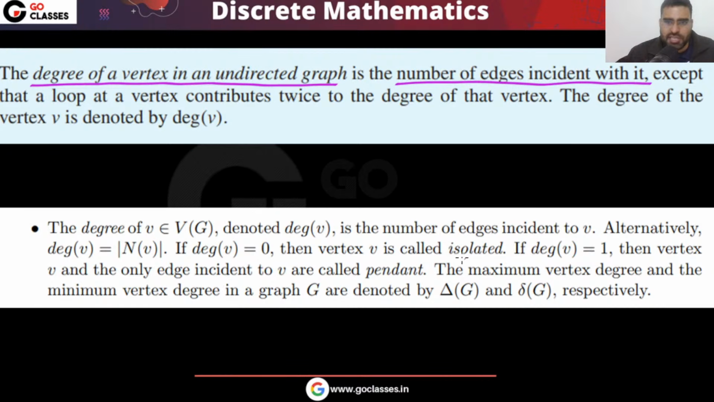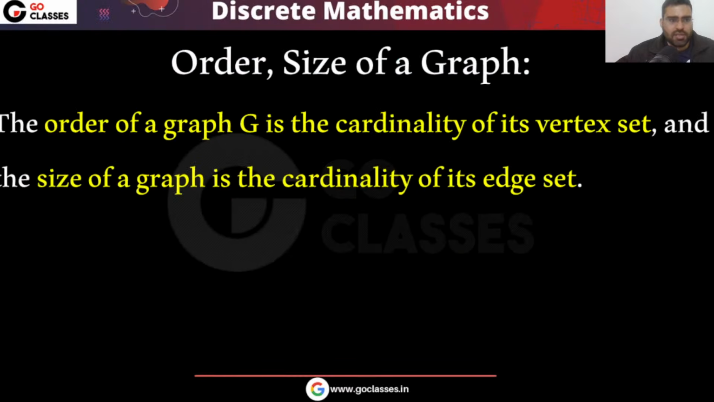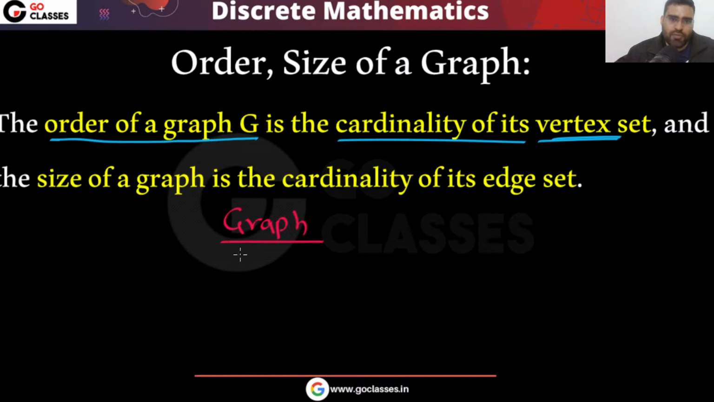So what is the degree? What is an isolated vertex? What is a pendant vertex? What is the maximum degree of a graph? What is the minimum degree of a graph? So this is the complete definition. Now let's see this example. Before we move on, let me also tell you what is the order of a graph. The order of a graph is the number of vertices. Remember, for any graph there is something called order and there is something called size.